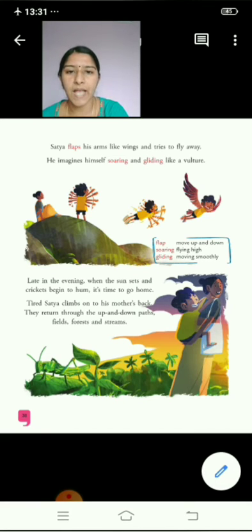Satya flaps his arms like wings and tries to fly away. He imagines himself soaring and gliding like a vulture. Late in the evening, when the sun sets and crickets begin to hum, it's time to go home. Tired Satya climbs on his mother's back. They return through the ups and down paths, fields, forests, and streams.